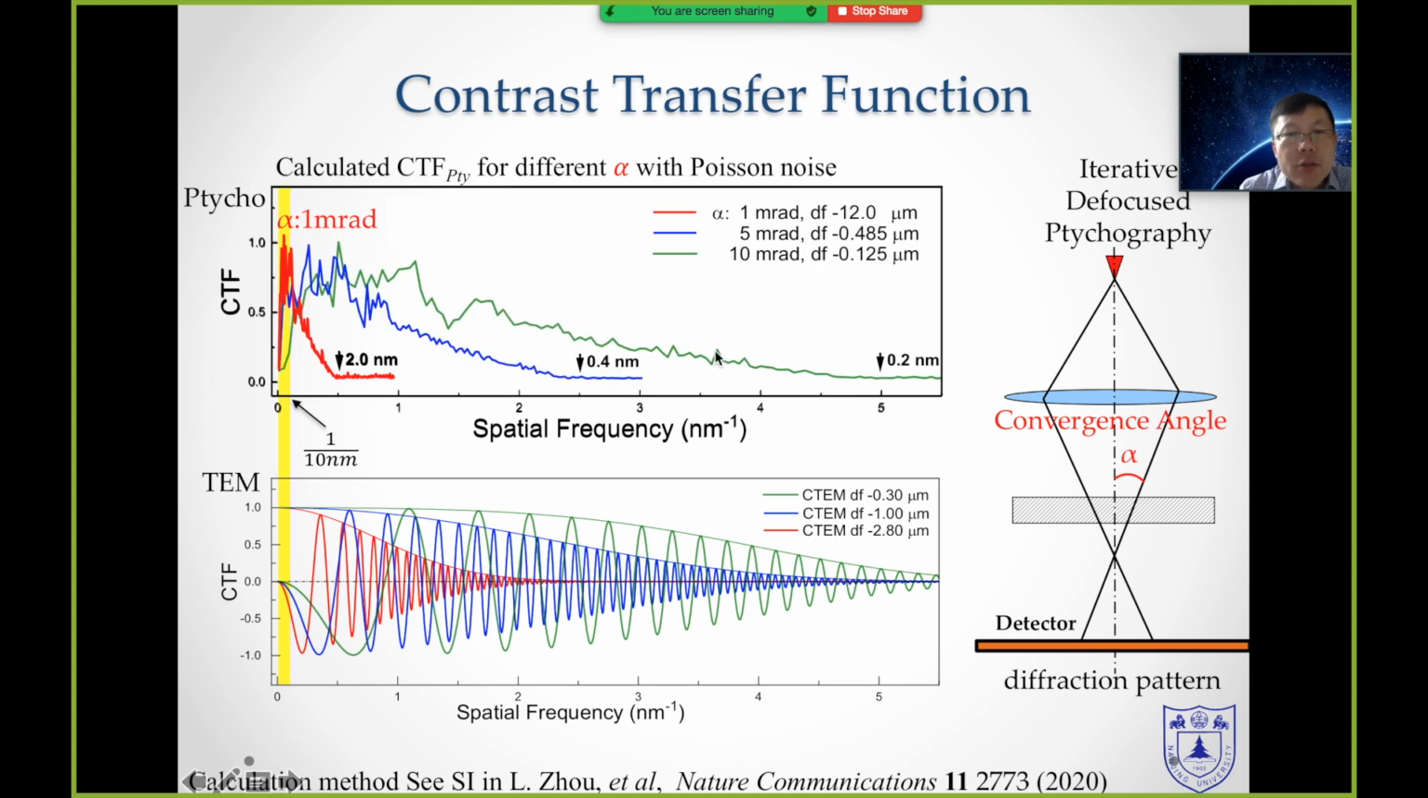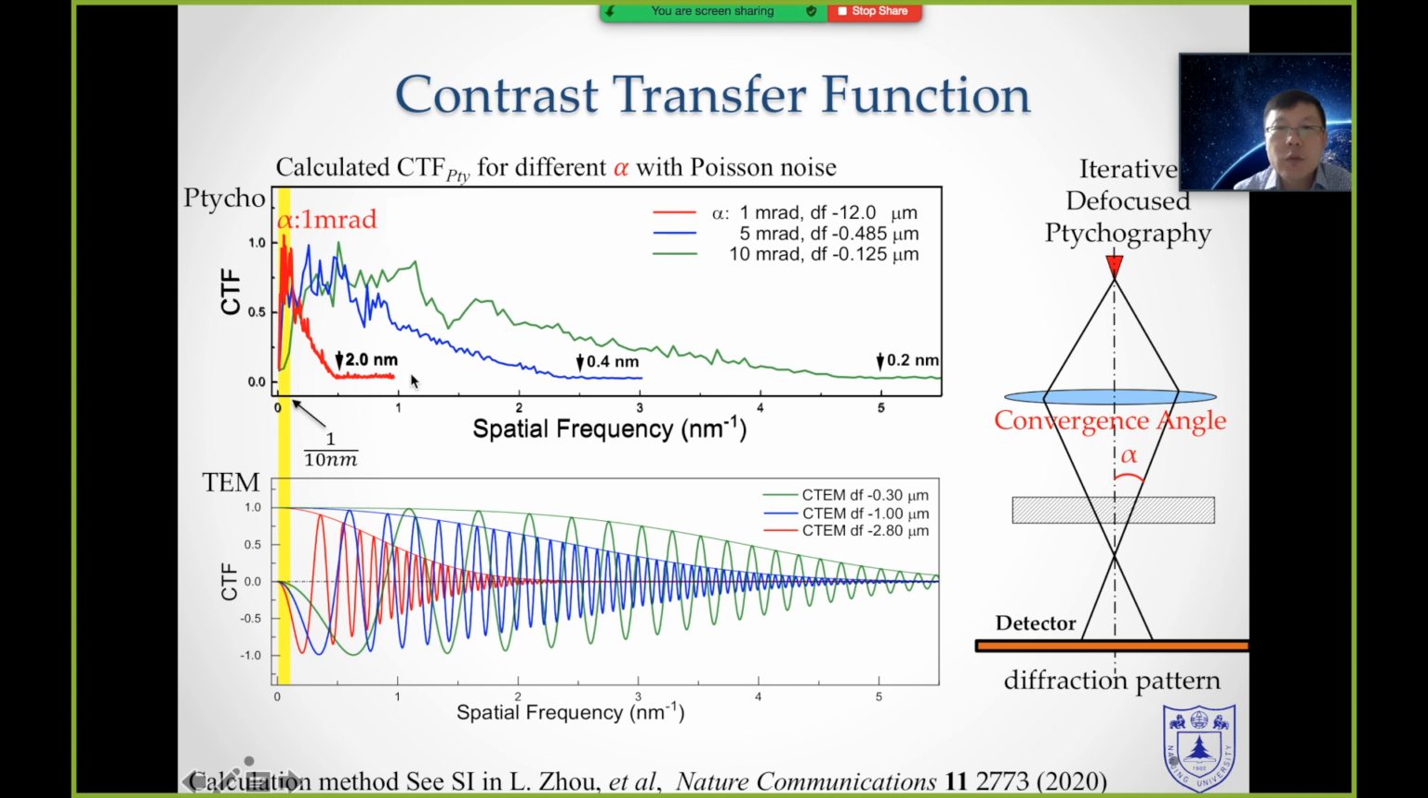Finally, we can change the convergence semi-angle to shift the bandwidth of the contrast function from low frequency to high frequency. And this is a significant advantage for ptychography because the CTF can be tuned to enhance the information transfer for a particular spatial frequency range for the target object.